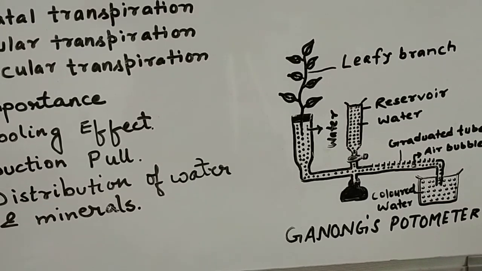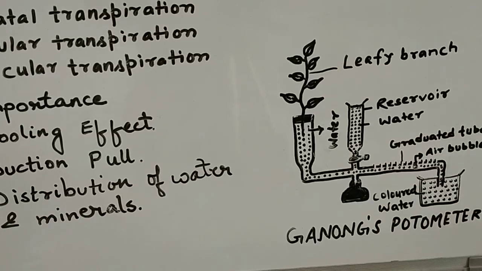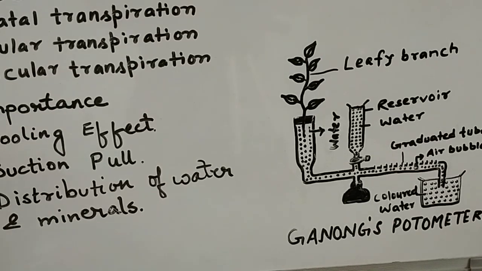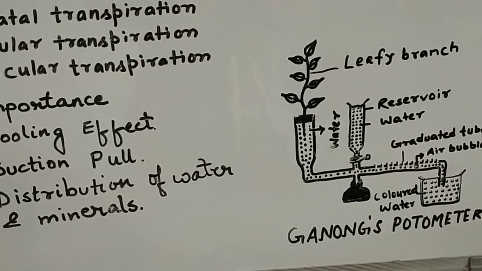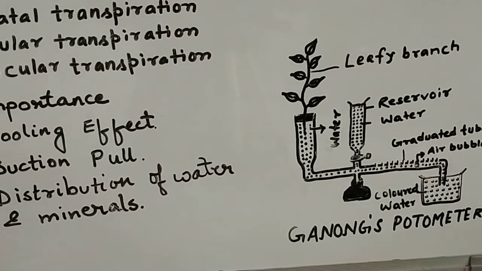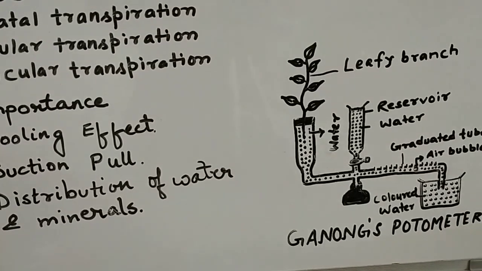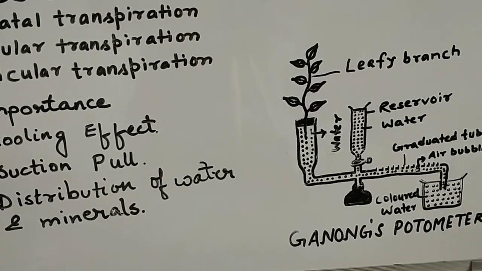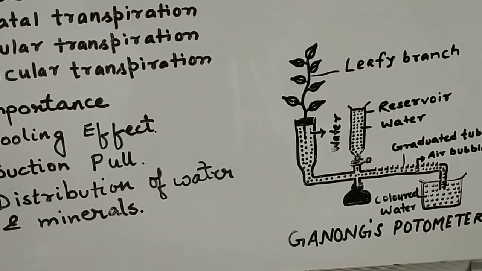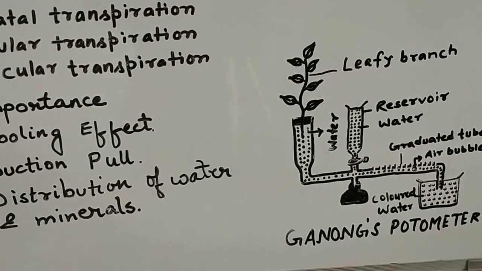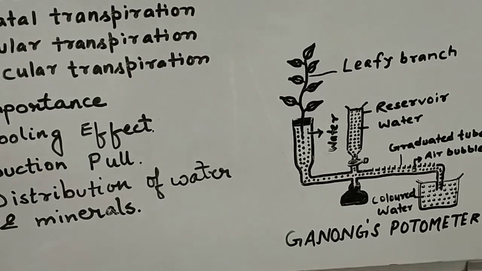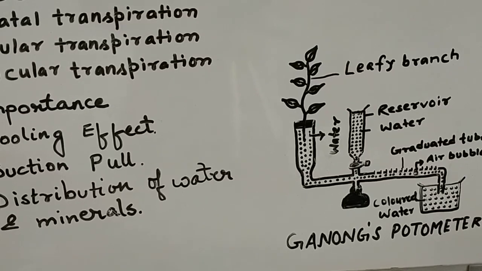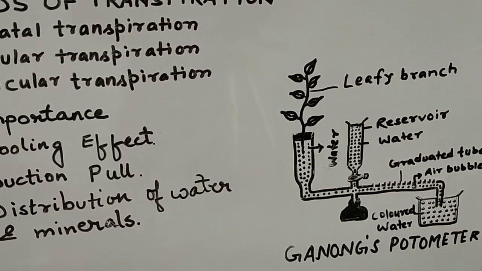So Ganong's potometer or any potometer, if a question comes, name a device that measures transpiration, we need to write potometer. If you have to define a potometer, you have to write that a potometer is a device that helps in measuring water uptake by the plant that approximately equals the water loss by transpiration. There are some other methods and devices which help in measuring transpiration. In my next video, I will be dealing with some experimental ways of measuring transpiration, which is very important. We need to understand all these processes and methods which are helpful in measuring it.